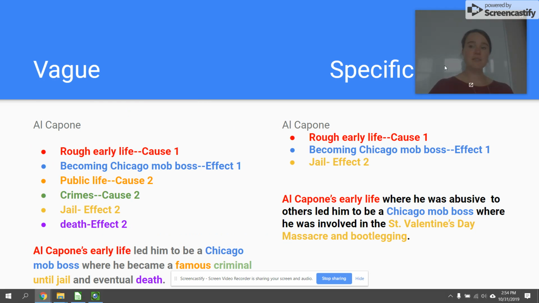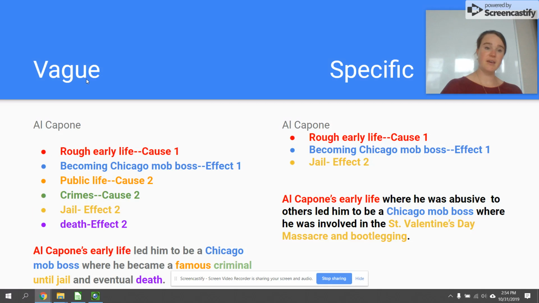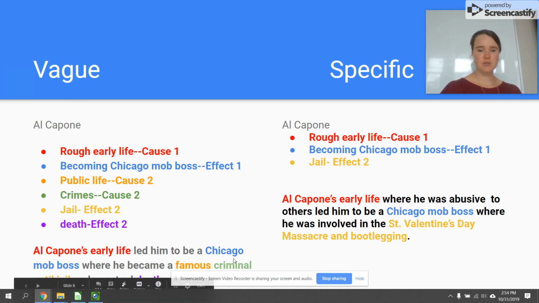Now, there are different ways of writing a thesis. You can be vague or you can be specific. If you have a lot of little categories, it might be easier to have more vague terms and just explain it in detail later. So we don't have to actually talk about his crimes. We don't actually have to talk about what made him famous. We don't have to talk about what exactly in his early life led to that. If you only have a couple categories, maybe a specific one will work better for you.